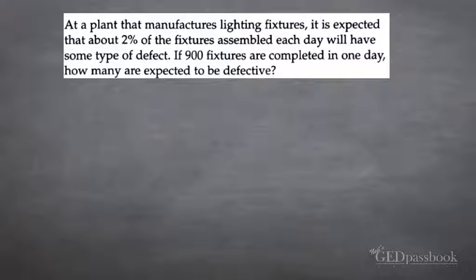So, here's another word problem. At a plant that manufactures lighting fixtures, it is expected that about 2% of the fixtures assembled each day will have some type of defect. If 900 fixtures are completed in one day, how many are expected to be defective?